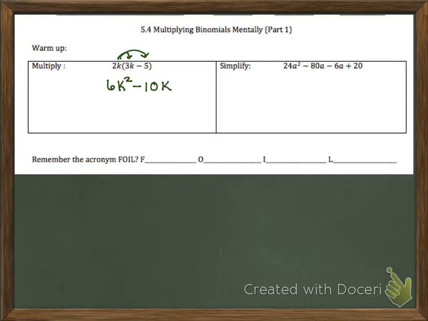Looking at the other warm-up, we're simplifying here, so that's about identifying like terms. And a reminder that like terms have the same letters, same variables to the same power. So our like terms here are the minus 80a and the minus 6a. So we have 24a squared minus 86a plus 20. And that is all the further that can be simplified because there are no more like terms.